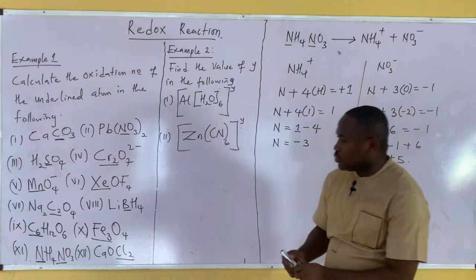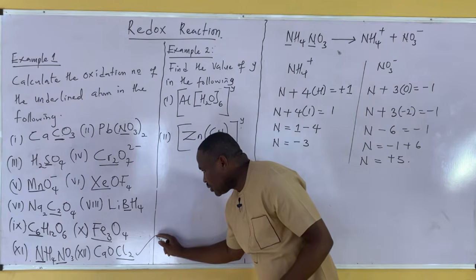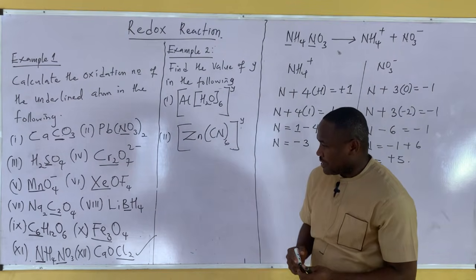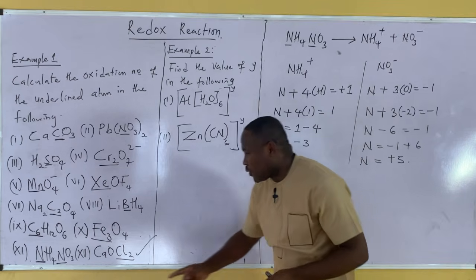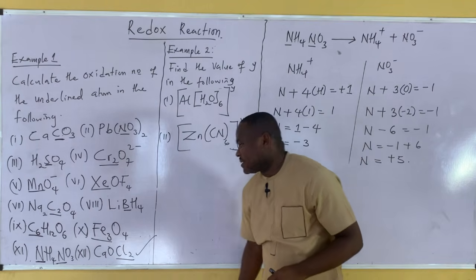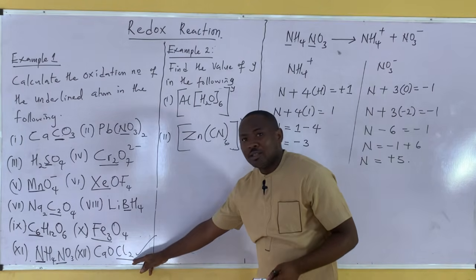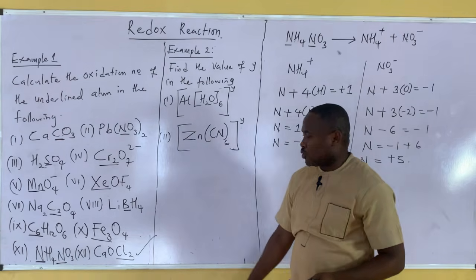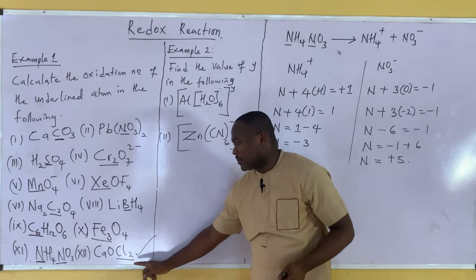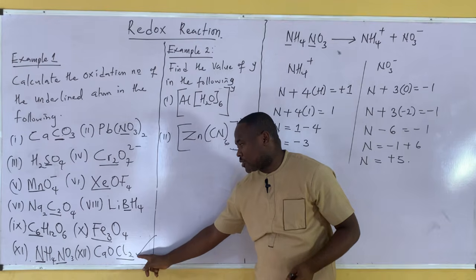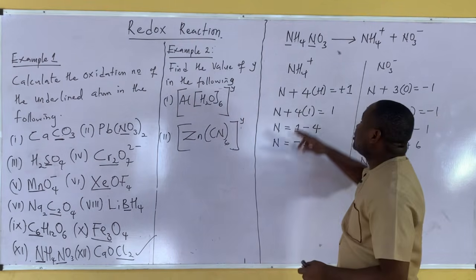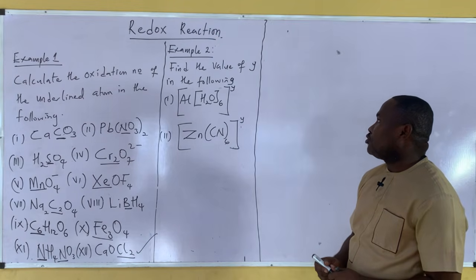Now I want you to do question number 12 yourself by looking for the oxidation number of chlorine in this compound, this bleaching powder. I want you to look for the oxidation number of chlorine here. And mind you, to solve this, you still have to split the compound just the way I did here. Thank you. Now let's look at example 2.